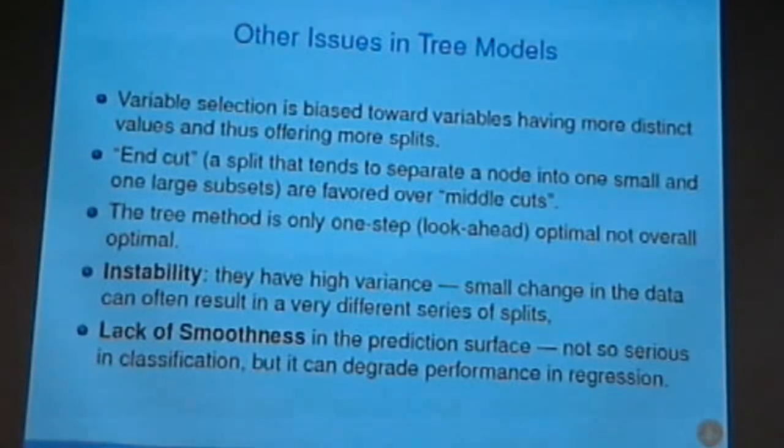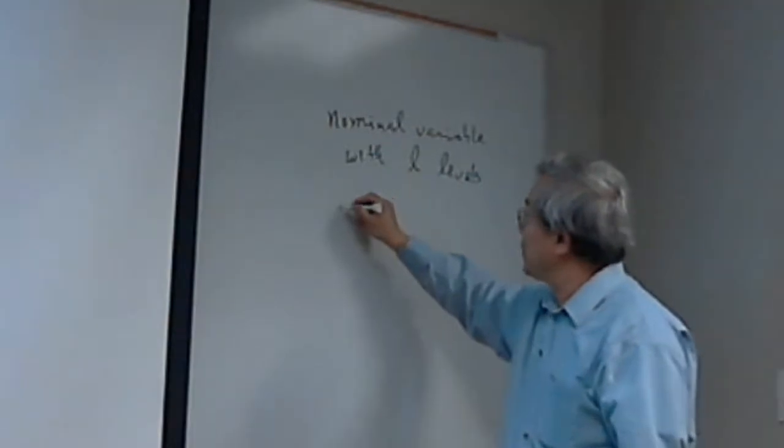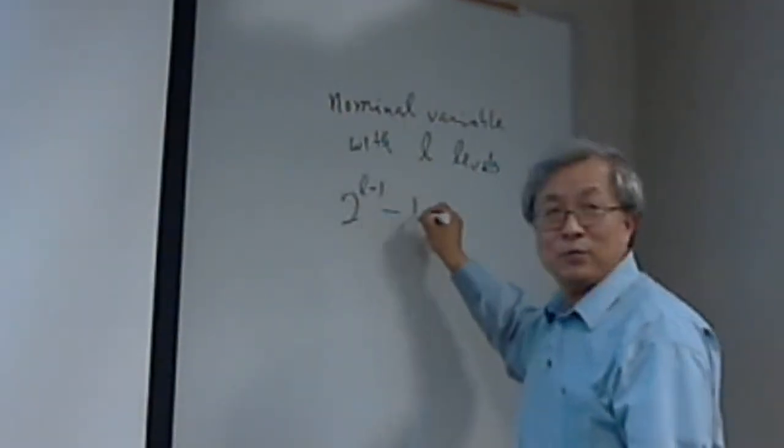And if you have a nominal variable having a large number of labels, usually that is also the one that will be favored by this tree model. Remember we talked about the number of possible splits for a nominal variable. If you have a nominal variable with L levels, the number of possible splits for that is 2 to the L minus 1, minus 1. We talked about that already, right?